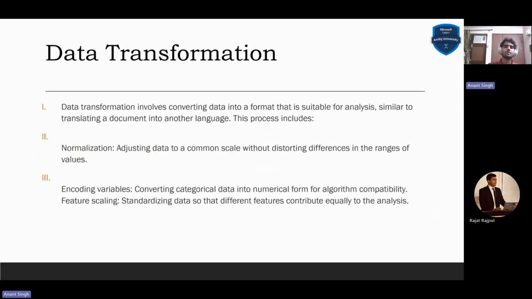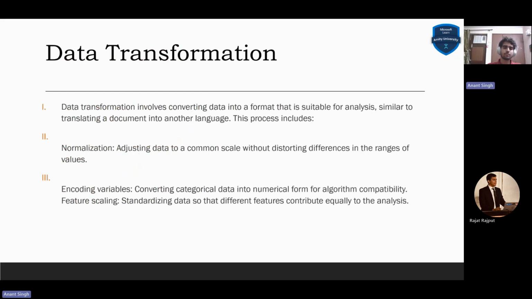Now, data transformation. What is data transformation? Data transformation involves converting data into a format that is suitable for analysis, similar to translating a document into another language.